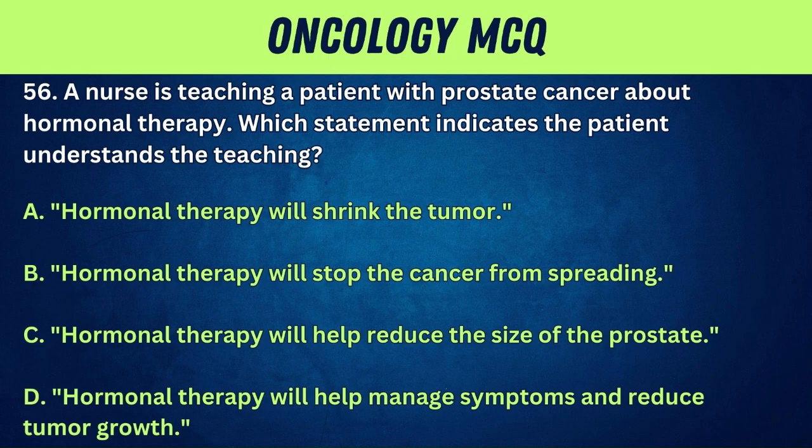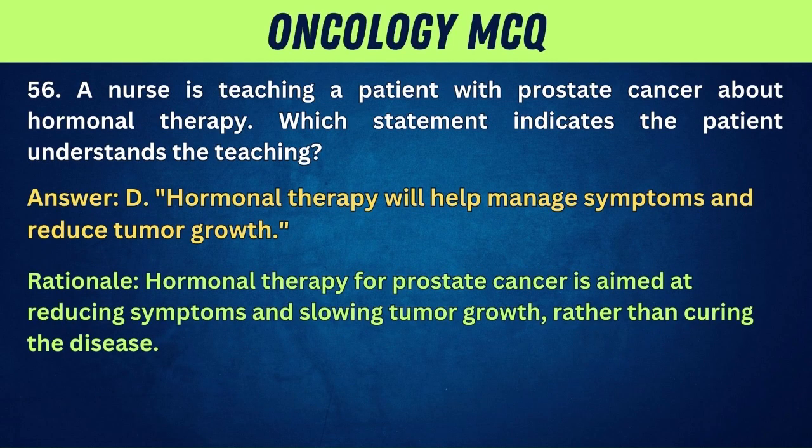56. A nurse is teaching a patient with prostate cancer about hormonal therapy. Which statement indicates the patient understands the teaching? A. Hormonal therapy will shrink the tumor. B. Hormonal therapy will stop the cancer from spreading. C. Hormonal therapy will help reduce the size of the prostate. D. Hormonal therapy will help manage symptoms and reduce tumor growth. Answer: D. Hormonal therapy will help manage symptoms and reduce tumor growth. Rationale: hormonal therapy for prostate cancer is aimed at reducing symptoms and slowing tumor growth, rather than curing the disease.